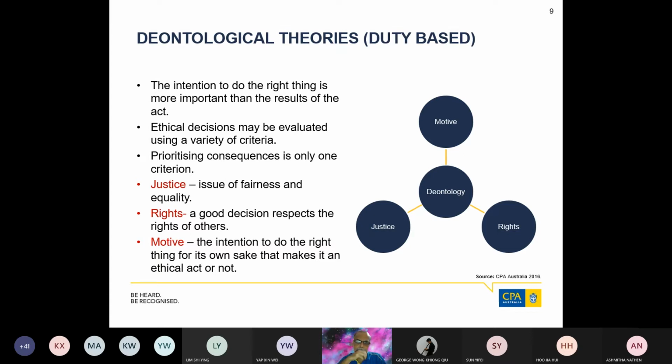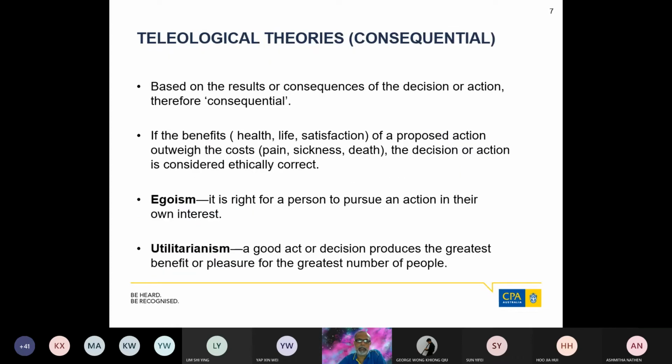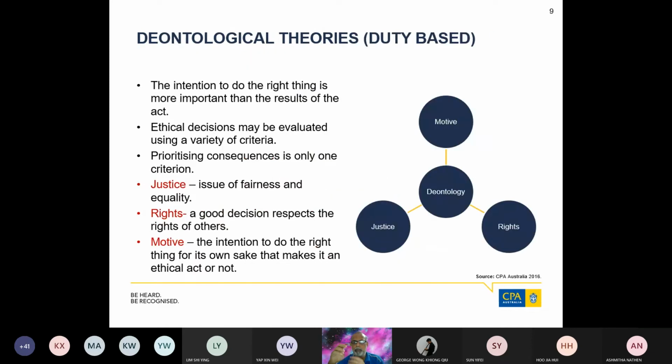So ethical decisions may be evaluated using a variety of criteria. Prioritizing consequences is only one criteria, and that comes under the consequential theory. If the outcome is good and benefits the maximum number of people, then it is okay. Now in deontological theory, which is a duty-based kind of theory, your intention is more important. The intention to do the right thing is more important than the result of the act.